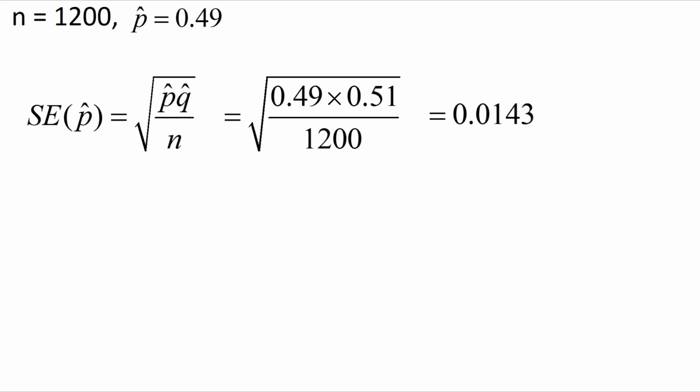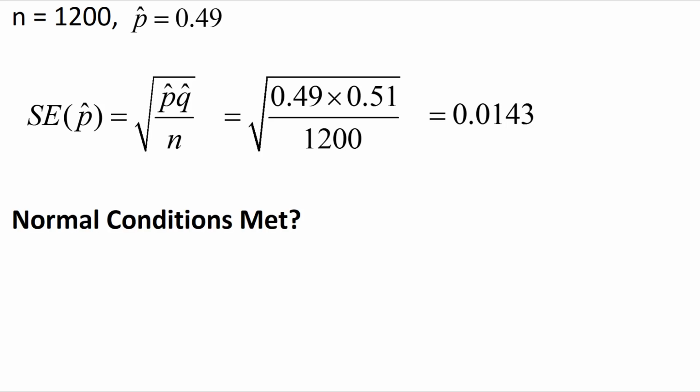So let's first identify n and p hat. So n is the number of individuals sampled, and p hat is that percentage, and we'll often write that as a proportion with decimals. So 0.49. So the standard deviation of p hat is square root of p hat times q hat over n. So we run those numbers. Remember, q hat is just 1 minus p hat. So 1 minus 0.49 is 0.51. You run that in the calculator, you get 0.0143. So that's the standard error.